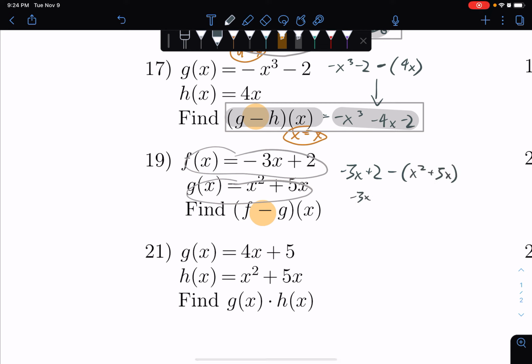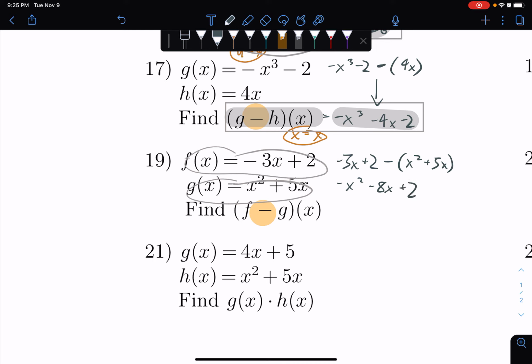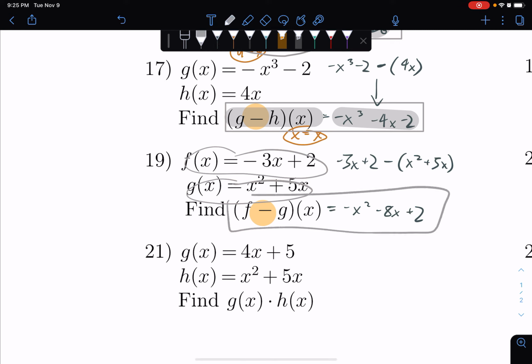So negative 3x. Let's just prioritize the squared first. It's the value that comes first, according to some math rule that I've encountered before. So negative x raised to 2 minus 5x minus 3x, we have negative 8x and plus 2. I think that's going to be the final answer. Yes, I suppose so. Nothing else to simplify, and we're not supposed to factor.